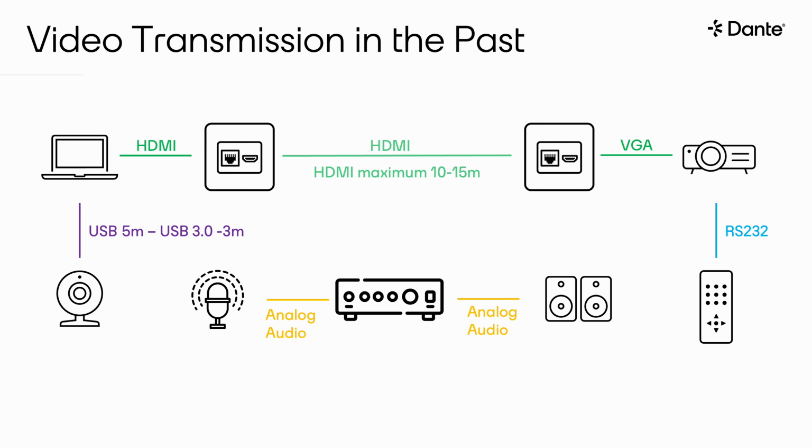And those cables didn't go very far either. USB 2.0 maxed out around 5 meters, USB 3.0 around 3 meters, and HDMI about 15 meters. If you needed to run a signal across a larger space or between rooms, you had to start adding extenders, amplifiers, or converters just to help the signal survive the trip.